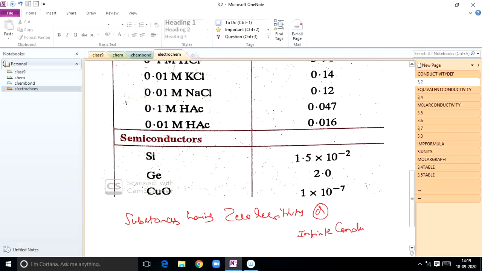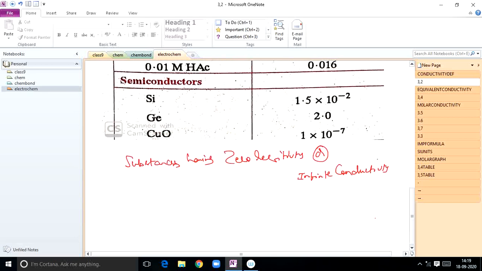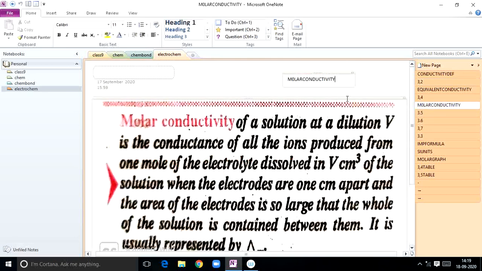What do we call those substances? Students, superconductors. We call them superconductors. Next, we will have the definition of molar conductivity now.